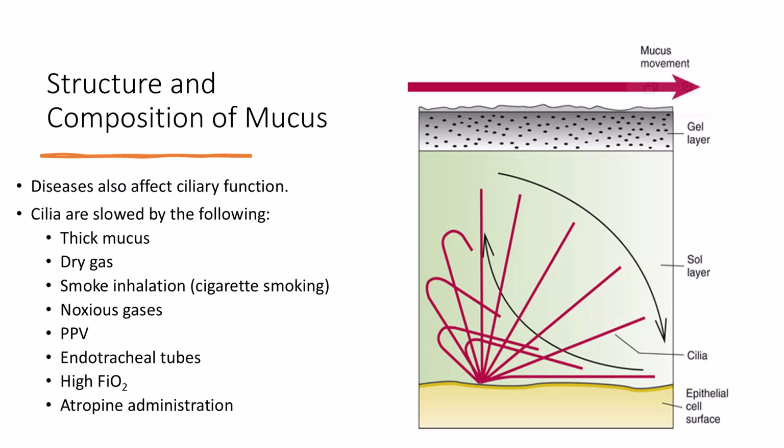The mucociliary system in the respiratory tract can be significantly impaired by various factors, including thick mucus, dry gas, smoke inhalation, noxious gases, positive pressure ventilation, endotracheal tubes, high VO2, and atropine administration. I will review how each of these factors affects the mucociliary system.